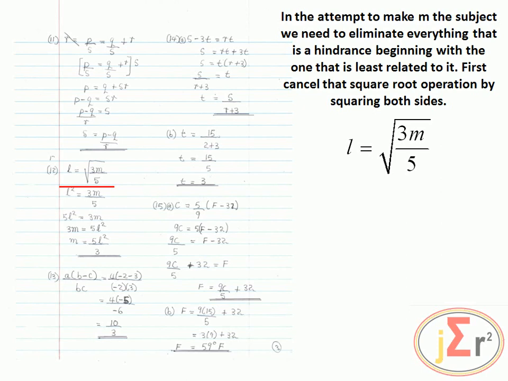The opposite of square root is square. Therefore, we will eliminate that square root on the right hand side by squaring. But we cannot square one side alone. It is an equation. Therefore, we will have to square both sides to keep it balanced.